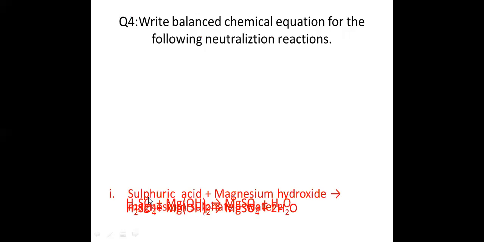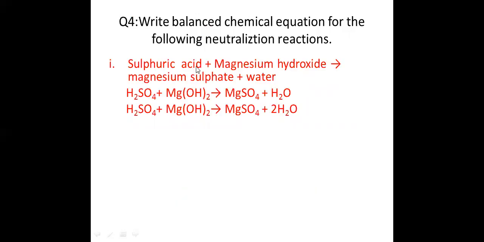Question number 4. Write balanced chemical equation for the following neutralization reactions. First one is sulfuric acid when it reacts with magnesium hydroxide. Sulfuric acid is an acid. When it reacts with a base, that is magnesium hydroxide, it will give salt, magnesium sulfate and water. So we have to write the formulas of all these reactants and products. Formula of sulfuric acid H2SO4, magnesium hydroxide is Mg(OH)2, then magnesium sulfate MgSO4 and water.